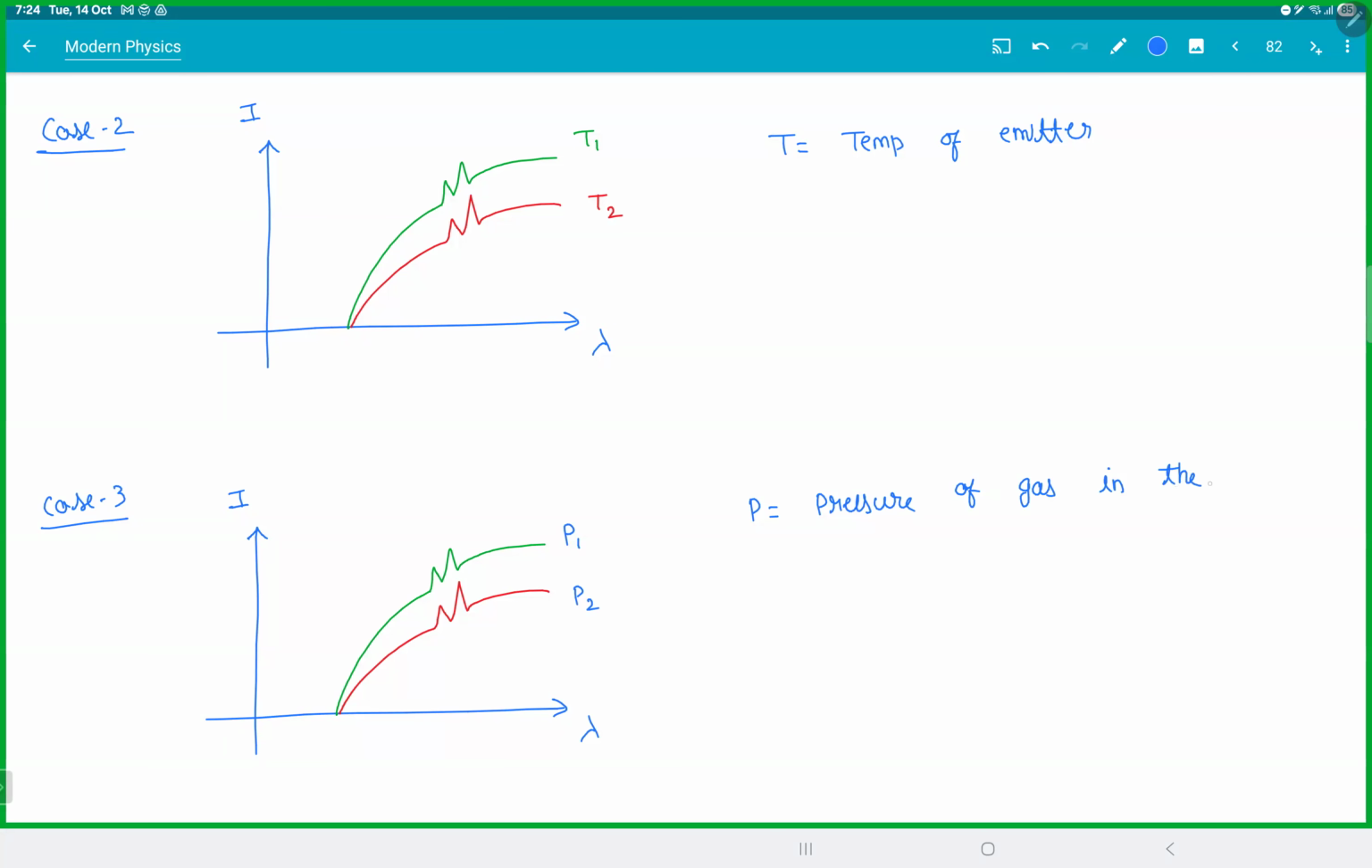We prefer to keep the cooling tube vacuum, but sometimes air does leak out. You can't do anything about it. So again, we have P1 and P2, the pressure of the gas in the chamber. Which pressure is more? How will you compare these things? Both have the same lambda minimum, meaning both have the same voltage. So atomic numbers are also the same. I kept K alpha, K beta spikes at the same place. So the spikes talk about the atomic number, and the lambda minimum talks about the voltage. Here we are playing with temperature and pressure. Take a minute. How will you think about this?